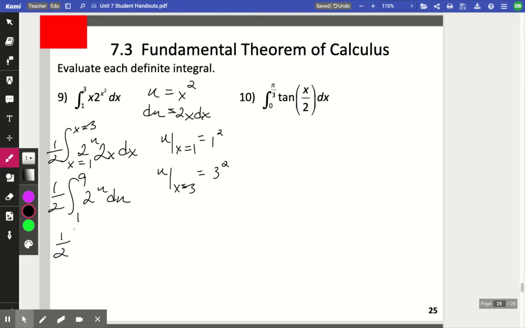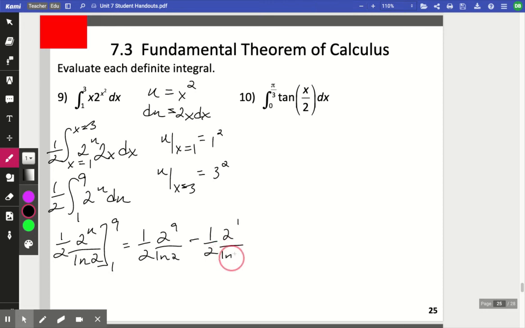All right, so now we're going to integrate 2 to the u. Remember, the integral of 2 to the u is 2 to the u divided by the natural log of 2, and then evaluate that from 1 to 9. And so I get 1/2 times 2 to the ninth over the natural log of 2 minus 1/2 times 2 to the first over the natural log of 2. Now, 2 to the first and 2, those reduce there. 2 to the ninth and 2, those reduce, giving me 2 to the eighth.